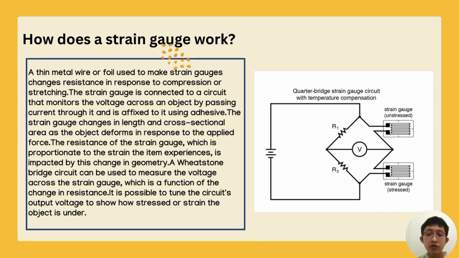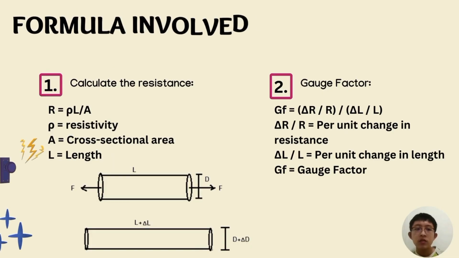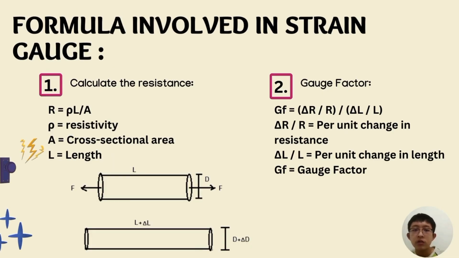So next, I would like to share some formulas involved in the strain gauge, the first of which is to calculate the resistance of the strain gauge. The resistance of the strain gauge is equal to the resistivity of the strain gauge multiplied by the length of the strain gauge, and then divided by the cross-sectional area of the strain gauge. The second formula is to calculate the gauge factor of the strain gauge, which is just the per unit change in resistance divided by the per unit change in the length.